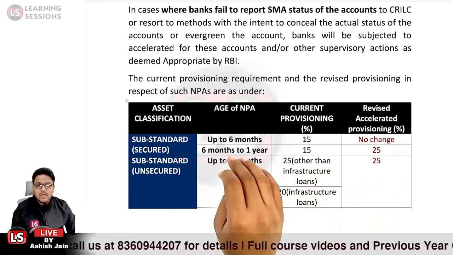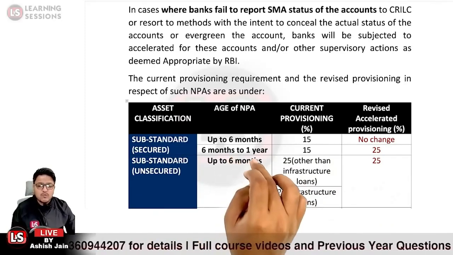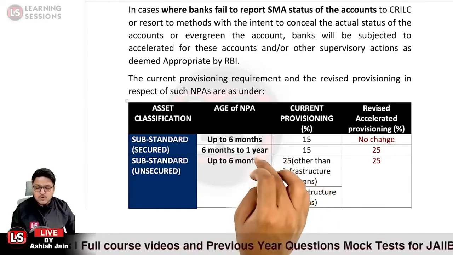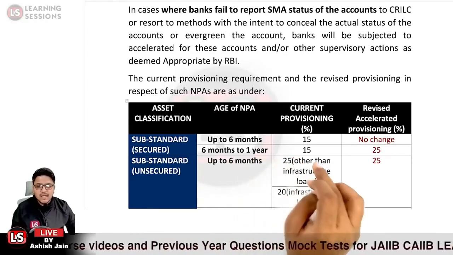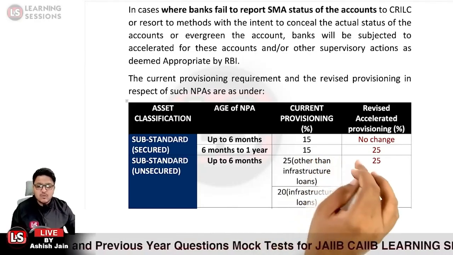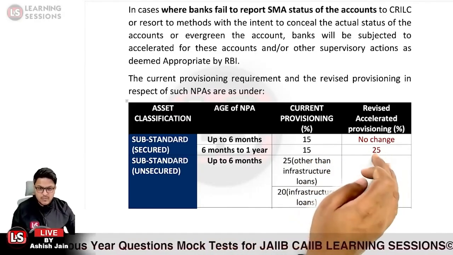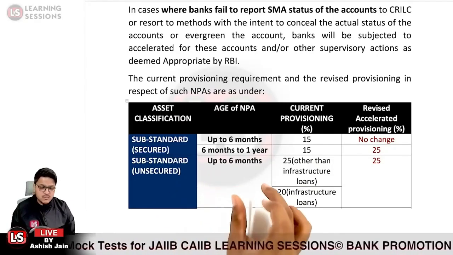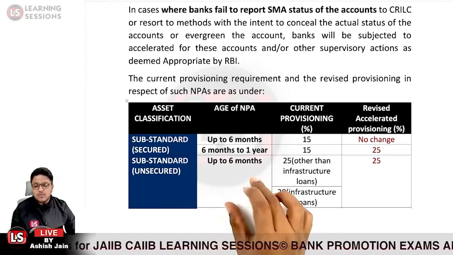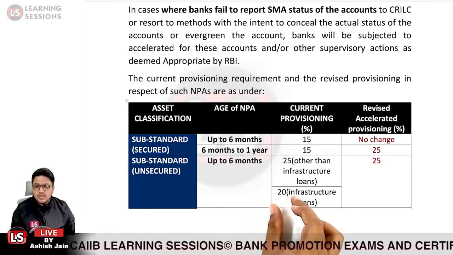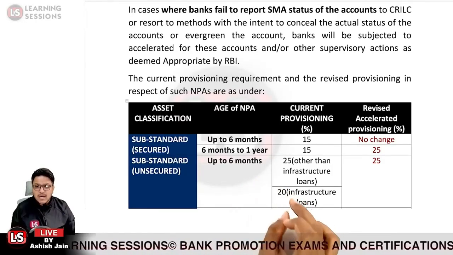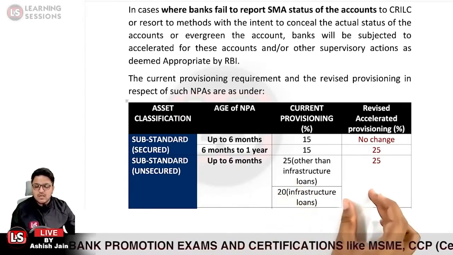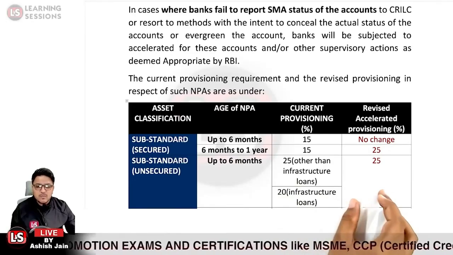But if the age of NPA is over 6 months and up to 1 year, in that case 15% of the provision is to be maintained for the secured substandard account. But under the accelerated provisioning, 25% of the provision is to be maintained. And for the unsecured substandard account, for age up to 6 months, for the infrastructure related loans, 20% of the provision is to be maintained, and for the other loans 25% of the provision is to be maintained. But under the accelerated provisioning, uniformly 25% of the provision is to be maintained.